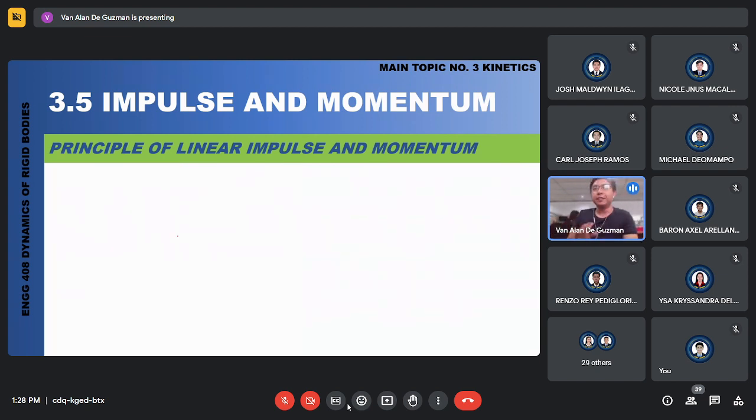Sige, ngayon, let's analyze the units naman natin. Units naman natin, so ano ba yung ating equation ulit? M sub 1 v sub 1, sa ulo nitong equation na to, plus summation ng forces dt is equal to m v sub 2. For SI units, ano yung ating units associated with mass? We have kilogram. For velocity, we have meters per second. For force, ano yung ating associated with force? We have Newton, and for time, we have seconds.